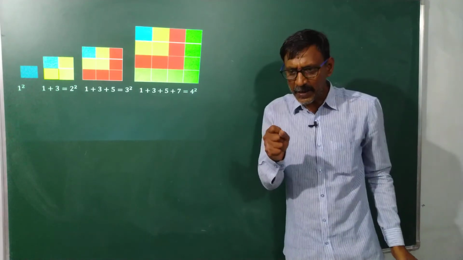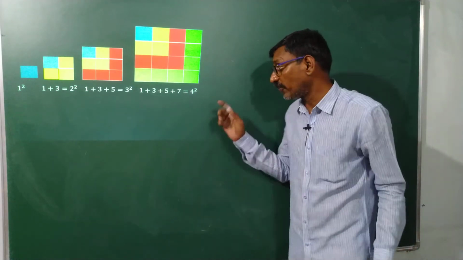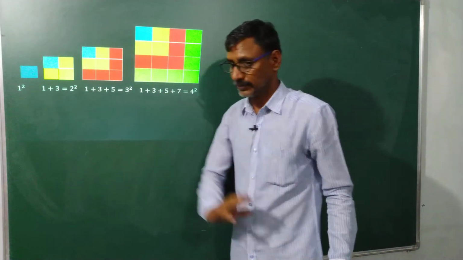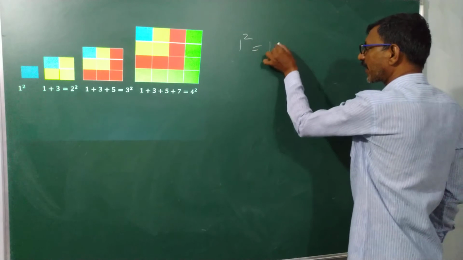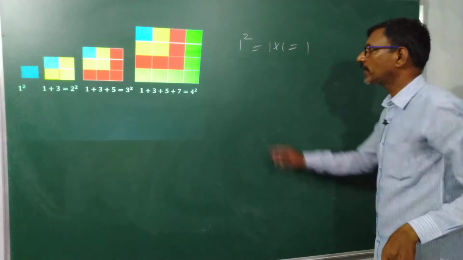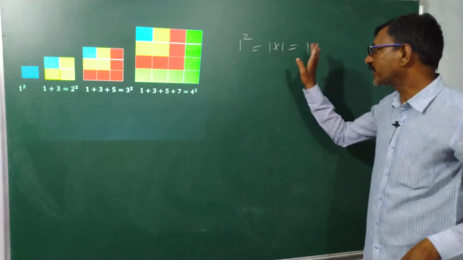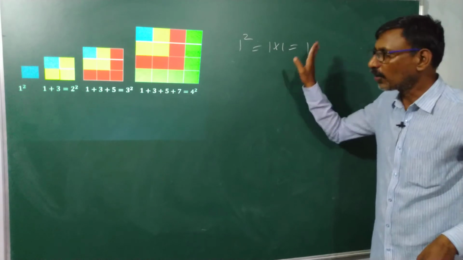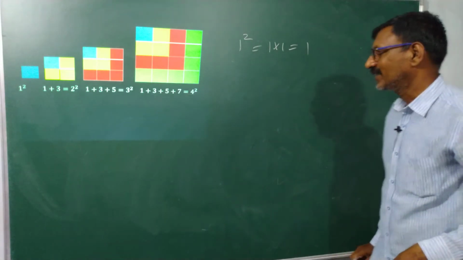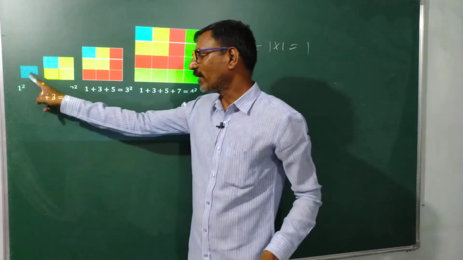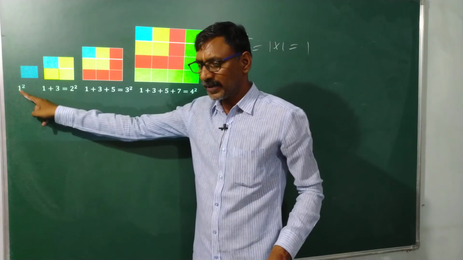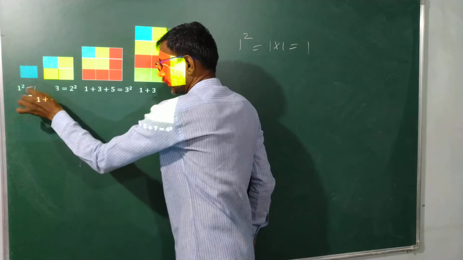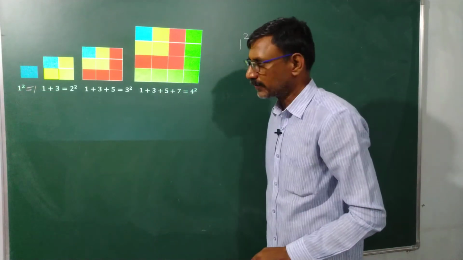Some interesting patterns of square numbers. This is very, very important. See here. 1 square, you can write 1 into 1. Therefore, 1 is a square number. Now coming to this, this is my 1 square. 1 square is nothing but 1.